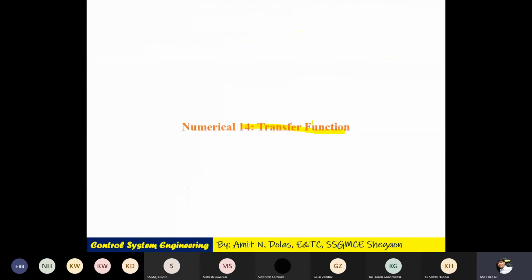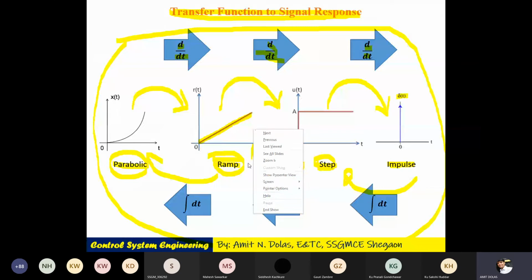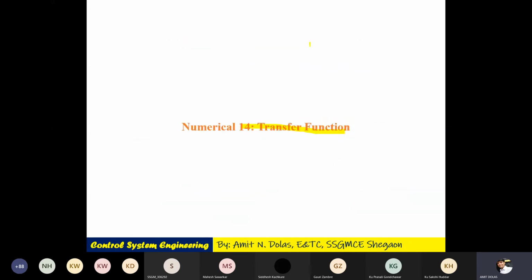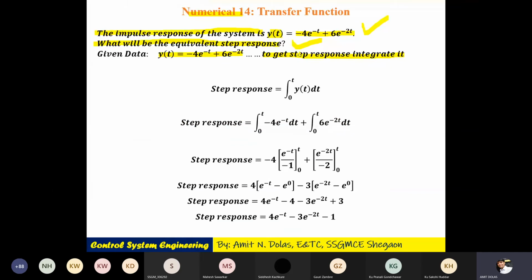I'll go back to the previous PPT and erase the previous ink here. Okay, the impulse response y of t is given, and we are asked for the step response. So we are going in this direction, and this direction means if you are going from the right-hand side to the left-hand side you will integrate, and if you are going from left to right you will differentiate. That's why please remember this part. So to get the step response, integrate it.